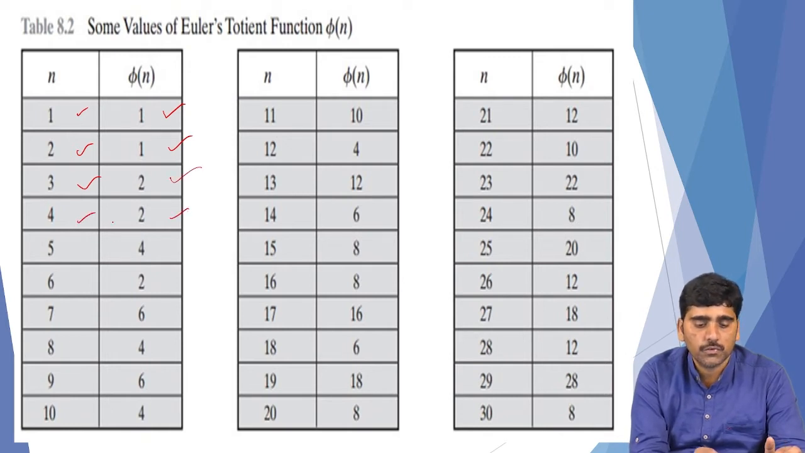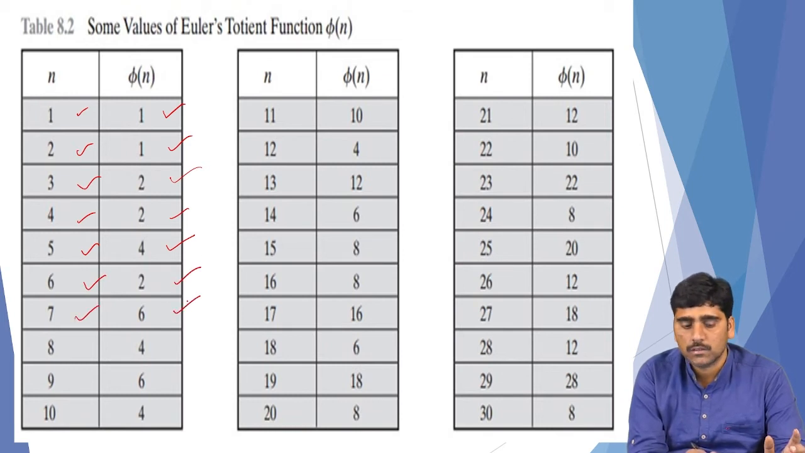For n equals 4, phi of n equals 2. For n equals 5, phi of n equals 4. For n equals 6, phi of n equals 2. For n equals 7, phi of n equals 6. And for n equals 8, phi of n equals 4.